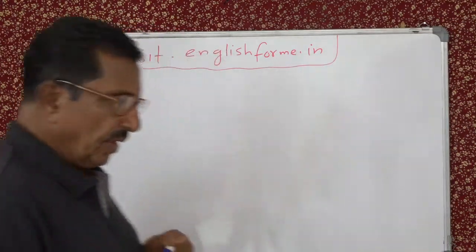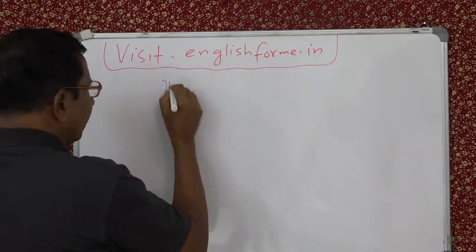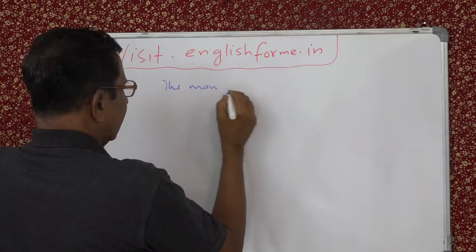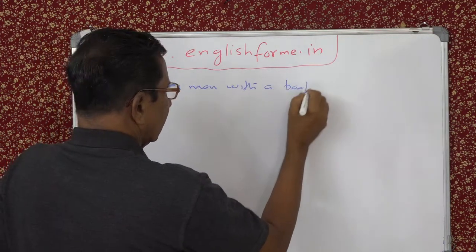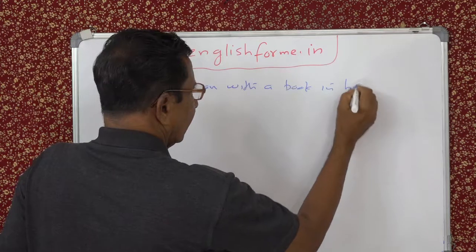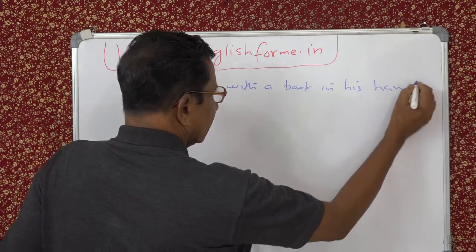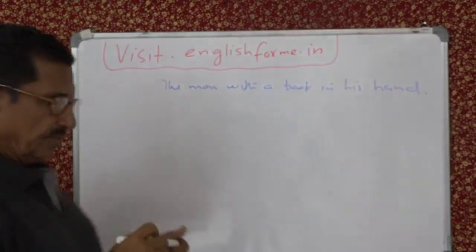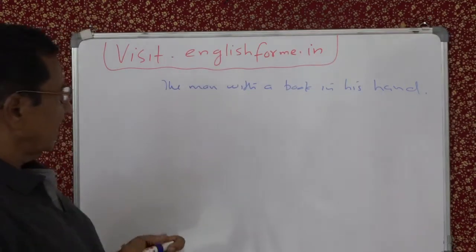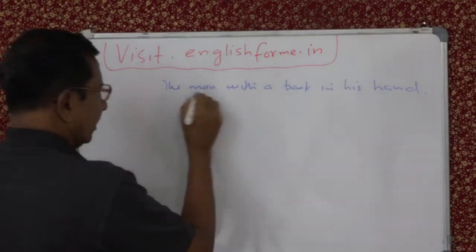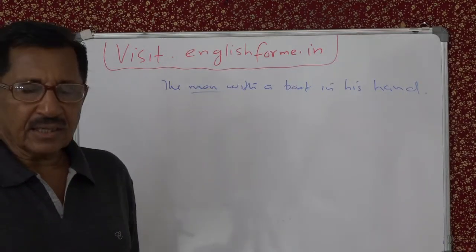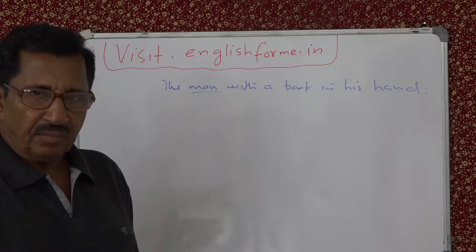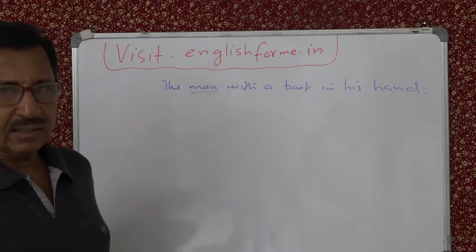For example, you have "the man with the book in his hand." Suppose you have a phrase like this. Now what is this phrase? What is the head? The head is noun, man. So this is a noun phrase. The traditional, that is before X-bar, just presented like this.